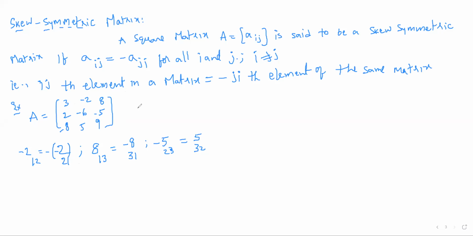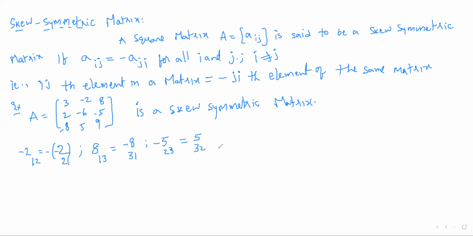So A equal to 3, minus 2, 8; 2, minus 6, minus 5; minus 8, 5, 9 is a skew symmetric matrix. These two definitions are very important and may be asked in the examination. So these two matrices play an important role from the examination point of view.